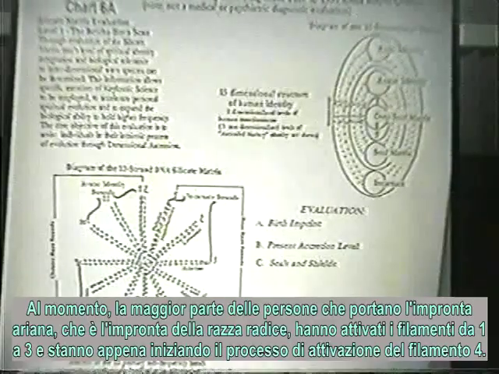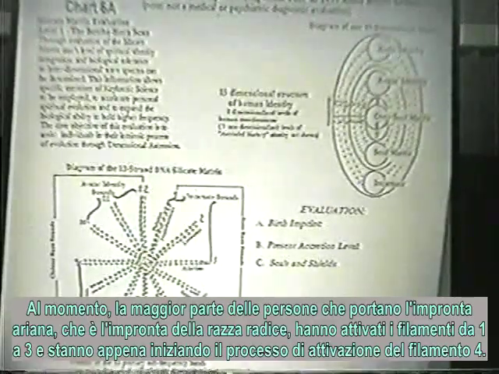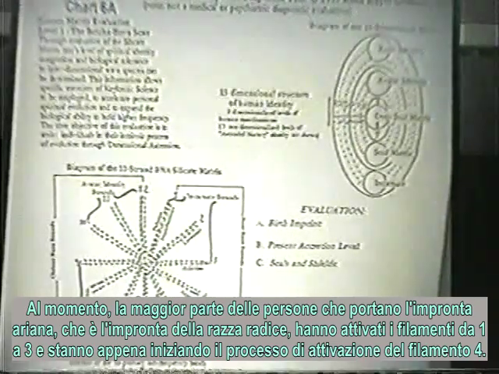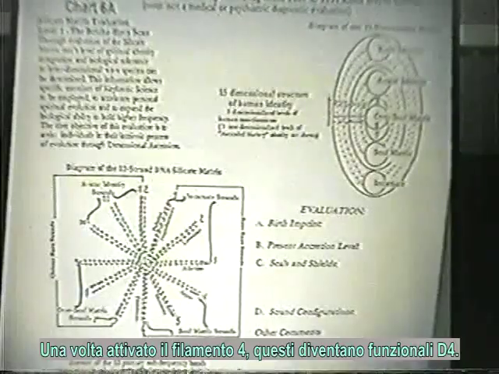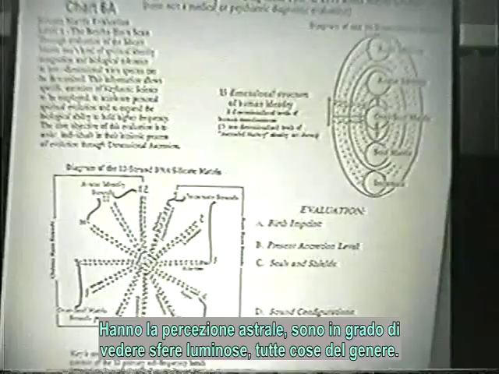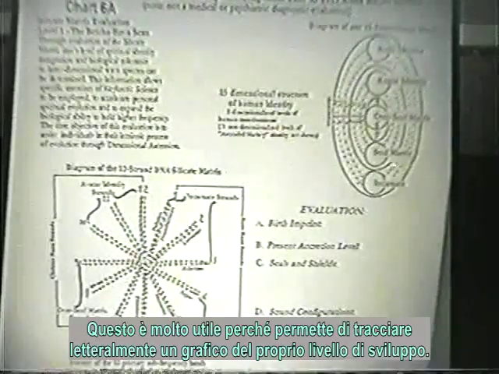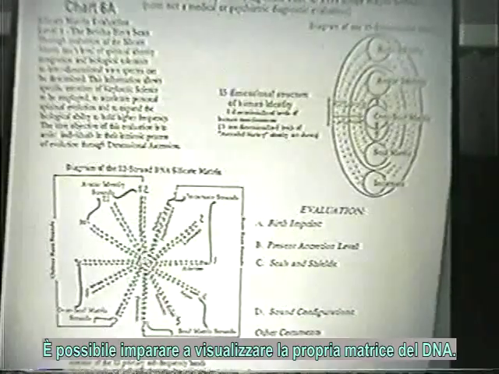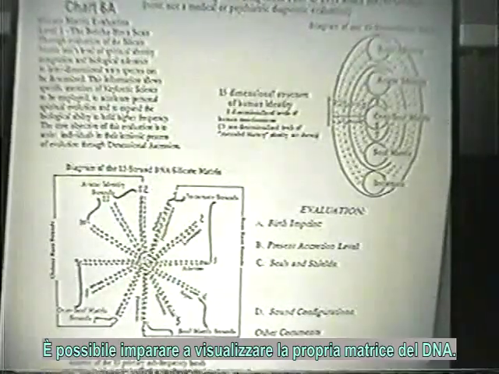Right now, most people that come in on the Aryan imprint, which is the root race imprint, have strands 1 through 3 activated, and they're just beginning the activation process of strand 4. All these little codes are starting to activate. Once strand 4 is activated, they become D4 functional, and they have astral perception, can see auras, and all that kind of stuff. This is very useful because you can literally chart your development level. You can learn to see your own DNA matrix.